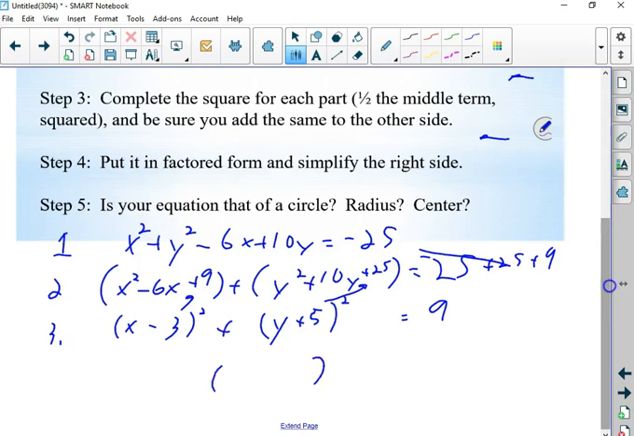So my center is negative 3. Sorry, 3. Ta-da! 3, negative 5. And my radius is 3. Square root of 9. Because remember, this right here is r squared. We take the square root of it to get our radius.